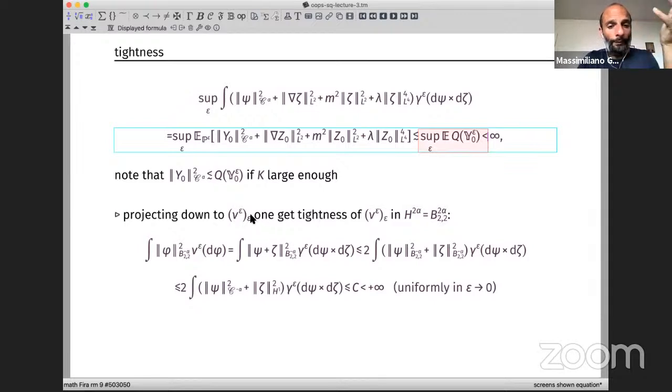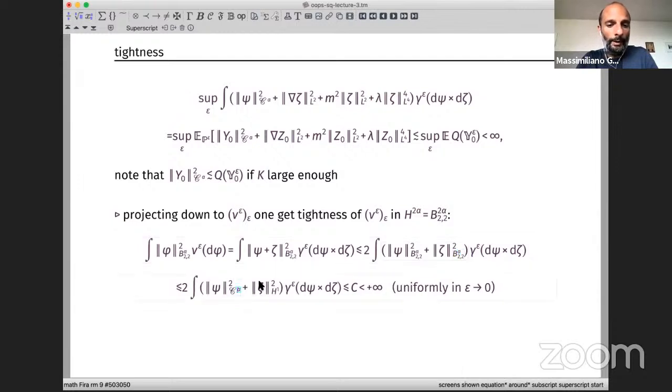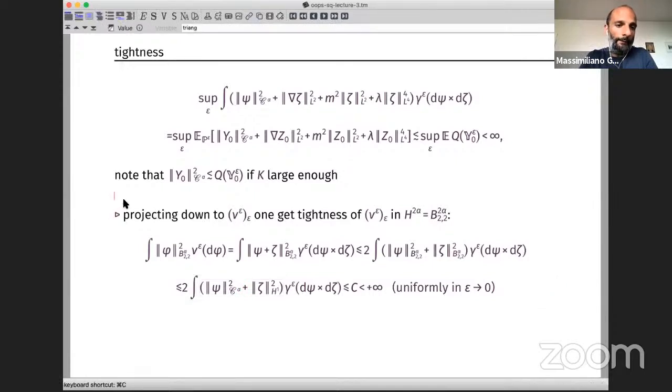And then, of course, if you project down to the sum, to the measure nu, because remember that the coupling, when you look at the sum of the two coordinates, gives you the measure nu. Then this gives you the tightness of the measure nu. Because you can control just the sum of the two norms. It's not very important how, it's actually quite easy to do that. So this gives the tightness.